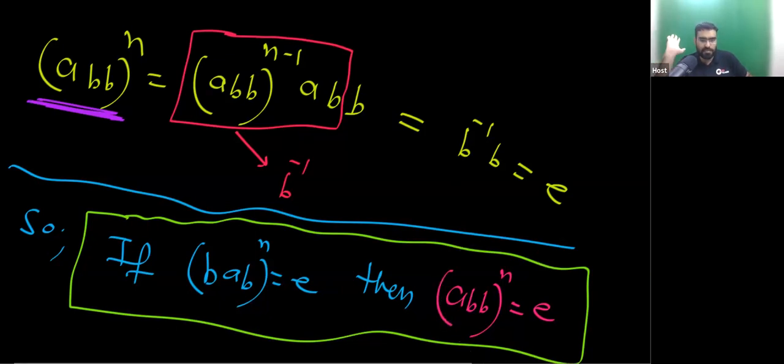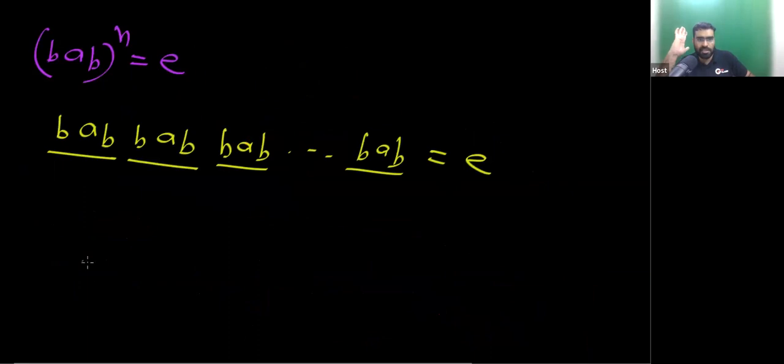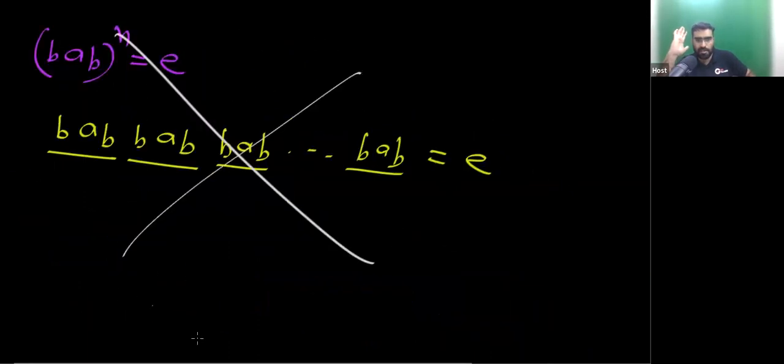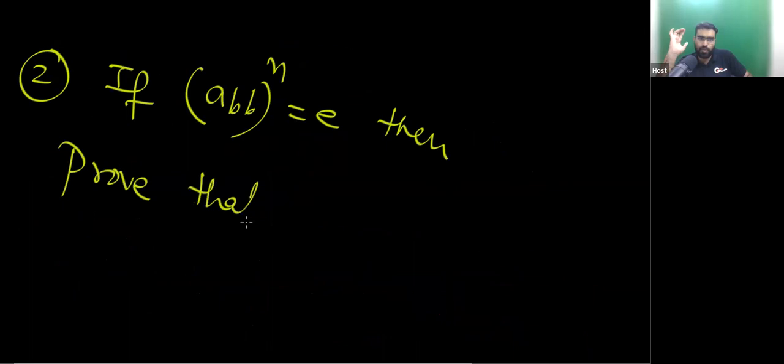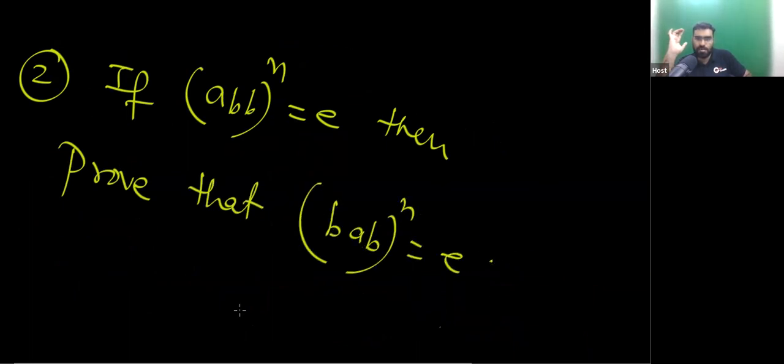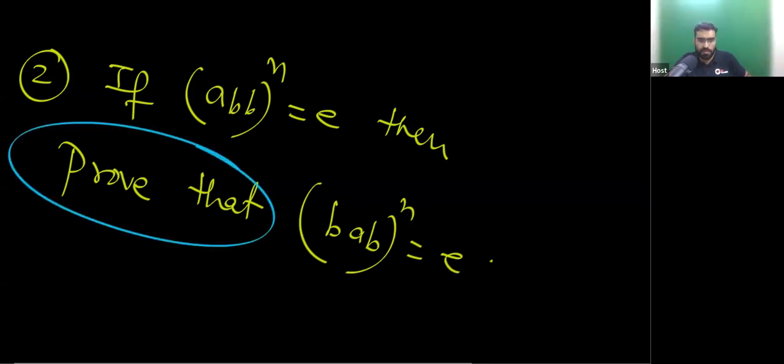Can you prove the other side? Can you try the other side? Okay, let's try. What is the other side we need to prove? Please try, take your copy and pen. The second thing we have to prove is: if (ABB)^n is E, then prove that (BAB)^n is also E. Can you do it?